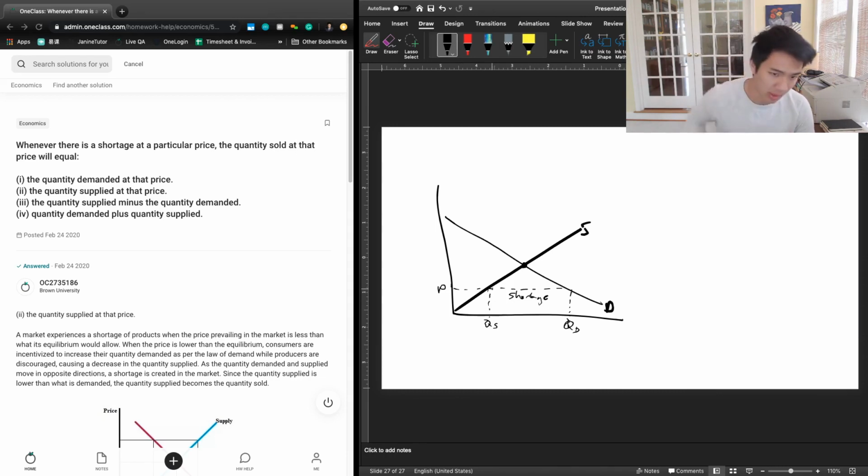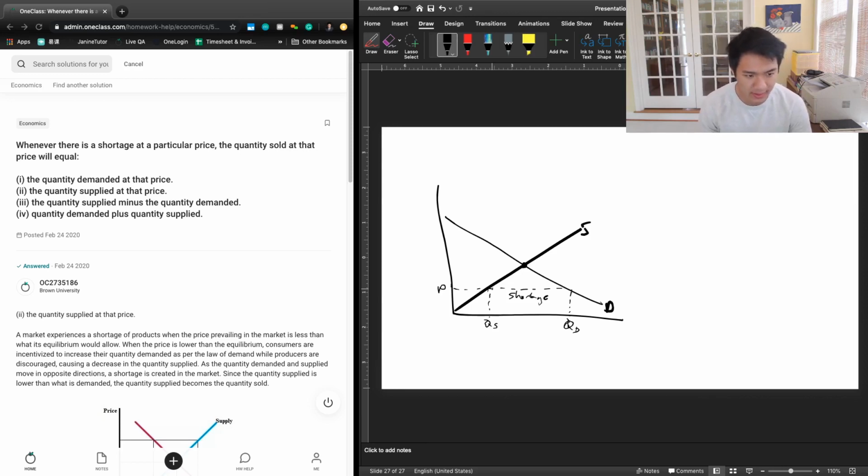So it's going to be something that says quantity supplied, and so taking a look, it looks like answer choice 2 says the quantity supplied at that price, and that's going to be the right answer here. Whenever there's a shortage at a particular price, the quantity sold at that price will equal the quantity supplied at that price. And so everything that's supplied is sold, and then there's an excess of demand. Let's take a look at the previous tutor's question to see if they got the same thing. So the previous tutor said the quantity supplied at that price as well.